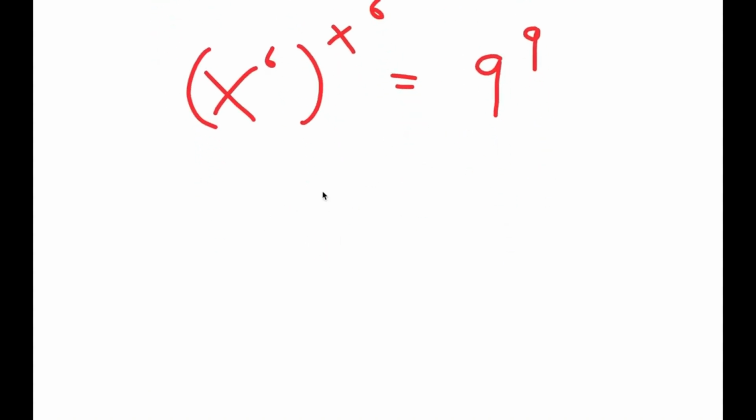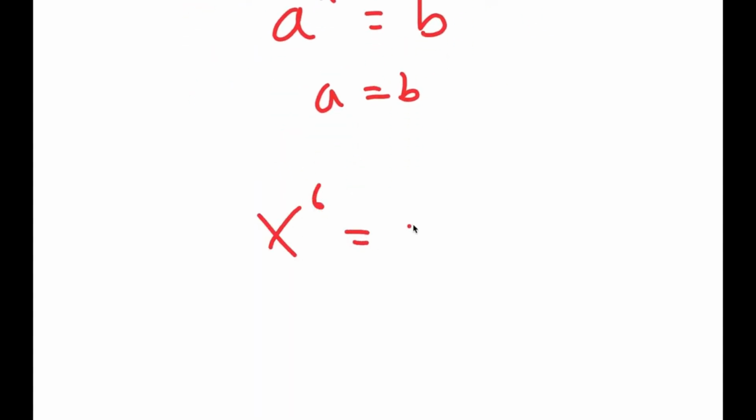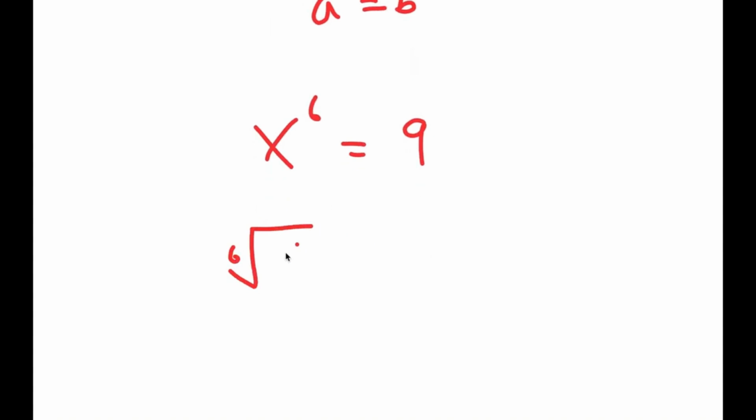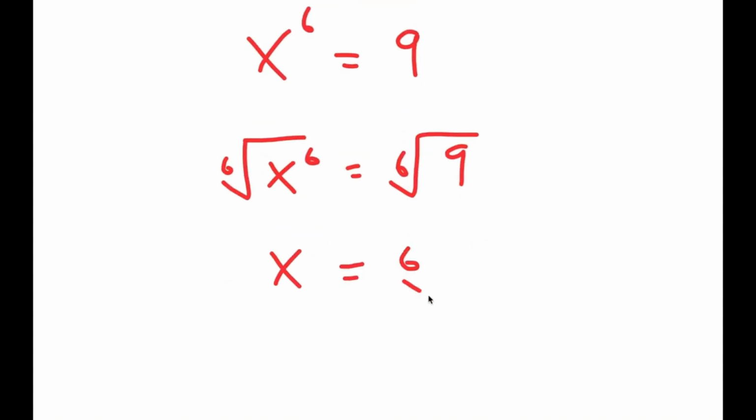Because this is in the form a to the power of a is equal to b to the power of b, this means that a equals b. So in this case, x to the power of 6 is equal to 9. And if I take the 6th root on both sides, I get x is equal to the 6th root of 9.